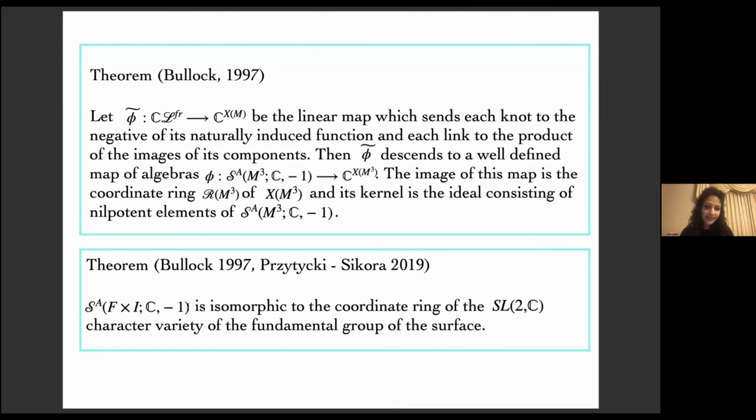And the last thing that I would want to state is that if we replace this -1 by +1, we still have an isomorphism, but in that case, the isomorphism depends on the choice of spin structure on the three manifold. This is due to work by Barrett. So that's all that I wanted to say for today. Thank you so much.